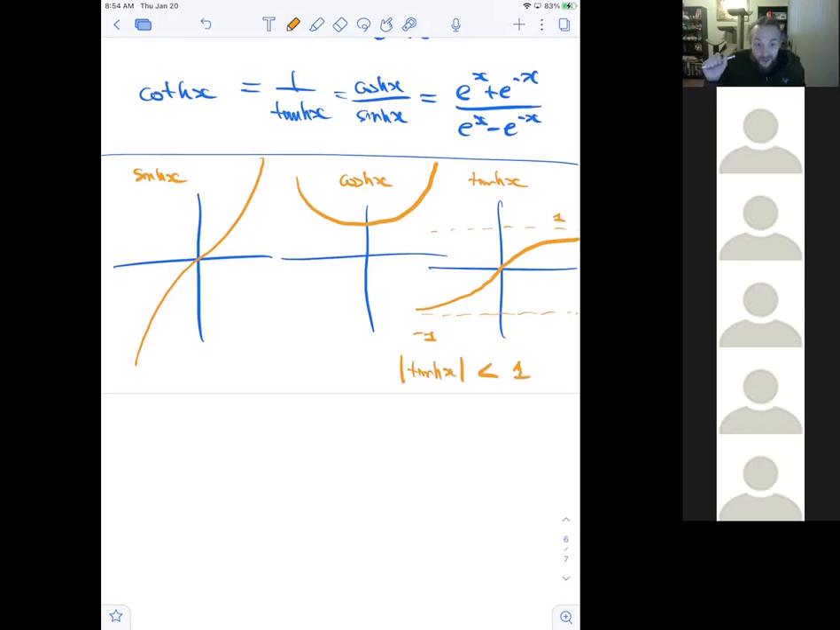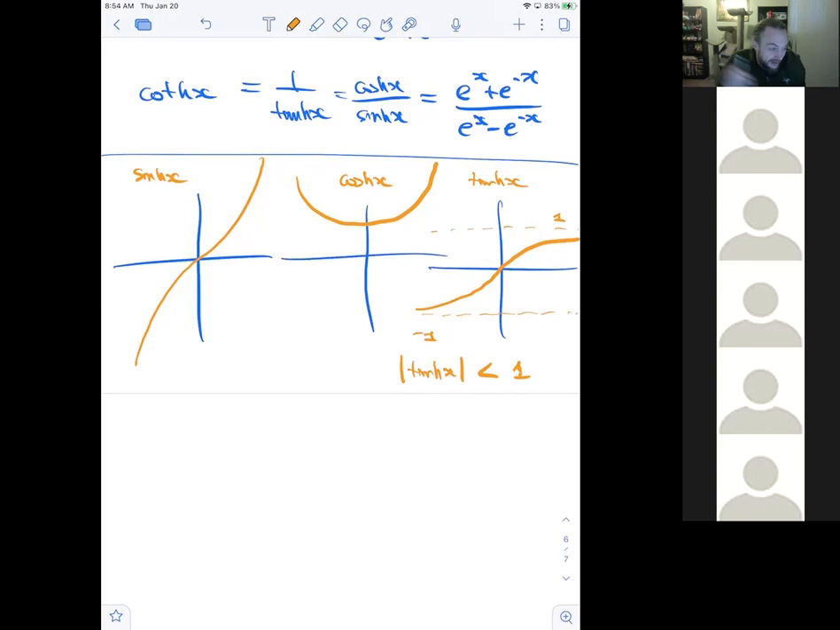Absolute value is less than 1, which means it's stuck between minus 1 and 1. It has horizontal asymptotes of positive 1 in the positive direction, and it has a horizontal asymptote of negative 1 in the negative direction. I'll get to how we calculate these things when we start talking about limits, etc. Maybe I should do that now.